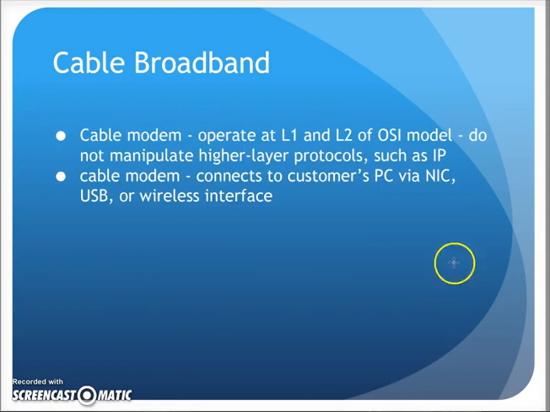Your cable modem operates at layer 1 and layer 2. It does not deal with higher layer protocols. As we said before, most of your layer 3 and above is all the same from LAN to WAN. So this is a layer 1, layer 2 signaling, and it really connects to the customer's PC, maybe a NIC cable, that sort of thing, or wireless interface, the connection between.